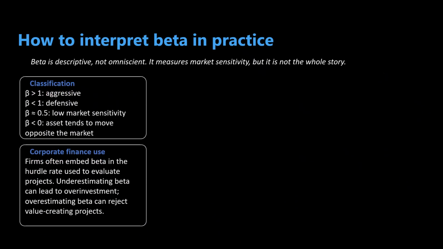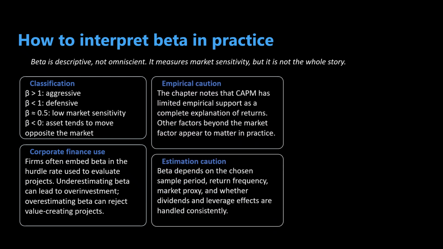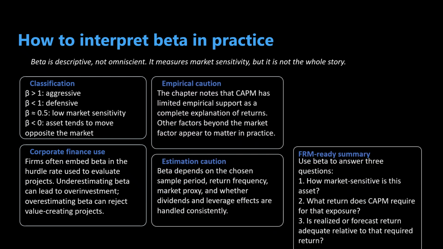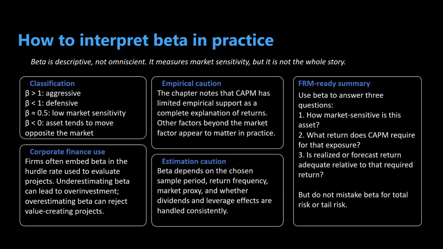Beta is a powerful summary statistic, but it requires careful interpretation. Let us consolidate what beta means across different real-world contexts. The range of beta helps us to classify assets based on their degree of riskiness. A beta, for example, greater than 1 shows aggressiveness. That is, the asset amplifies market movements.